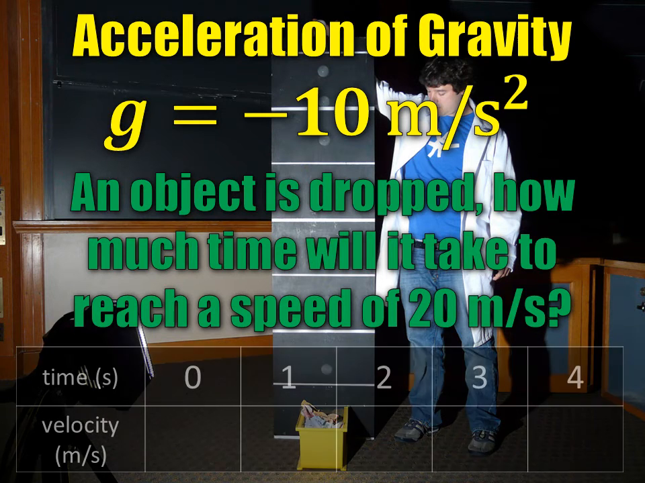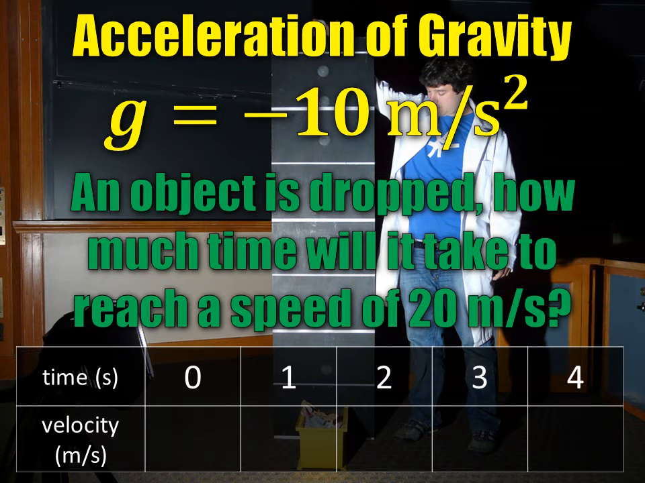It's probably best if we make a table. So here's a table showing the various times, 0, 1, 2, 3, and 4 seconds, and we'll track the velocity. Now since the object was dropped, we know that its initial velocity was 0. And the acceleration of gravity says that every second the object will change its velocity by 10 meters per second downward. So after 1 second, the velocity will be negative 10. And after 2 seconds, it'll be negative 20. After 3 seconds, negative 30, and negative 40 after 4 seconds.